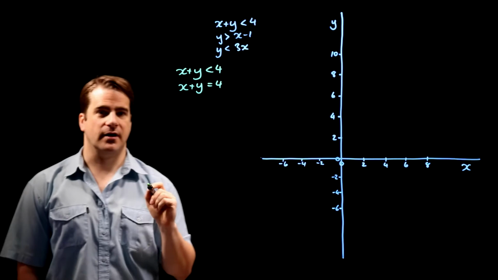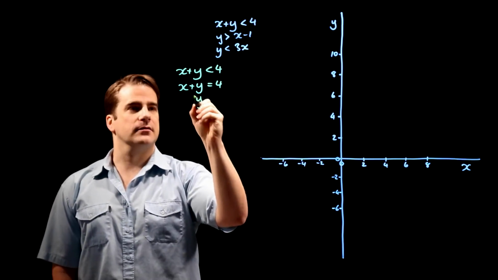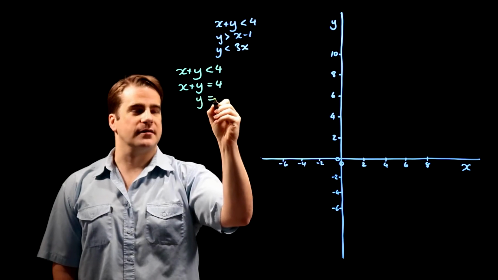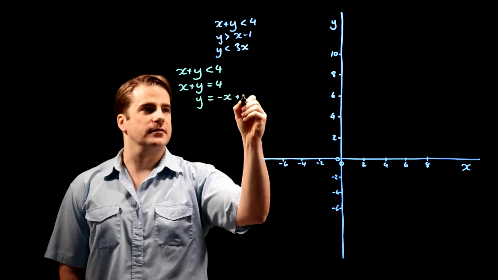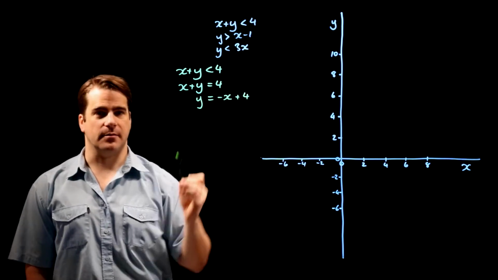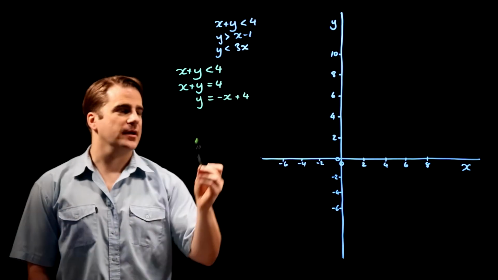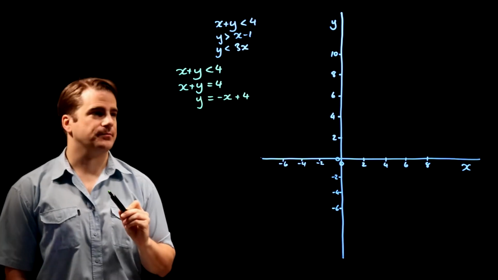The first one is to write it in the form y equals mx plus c. So take the x over here, it becomes minus x. y equals minus 1x plus 4. Okay? Just taken the x over there by subtracting x on both sides. So it's now in the form y equals mx plus c.